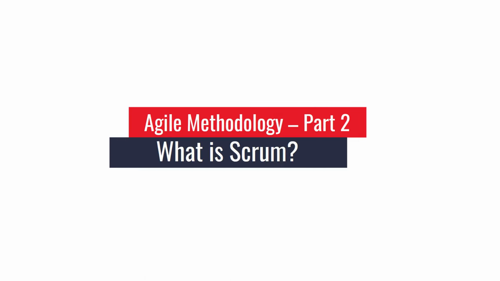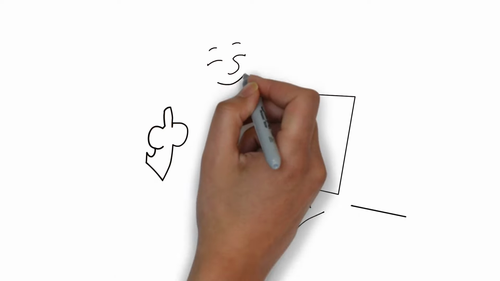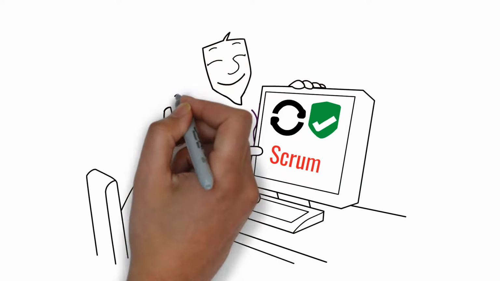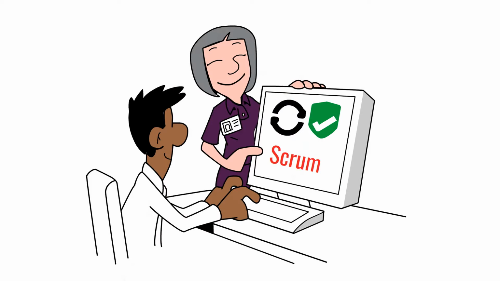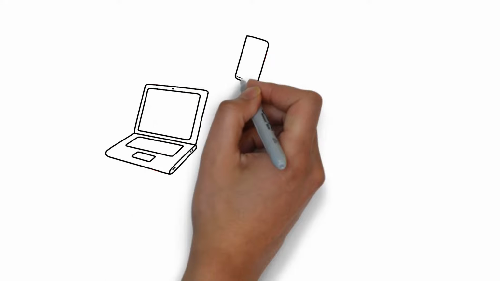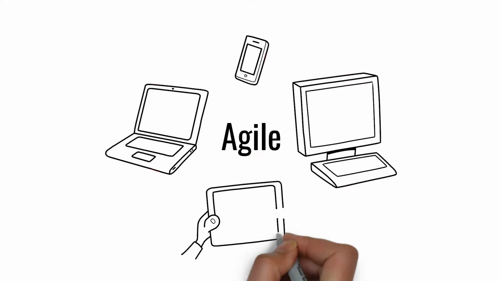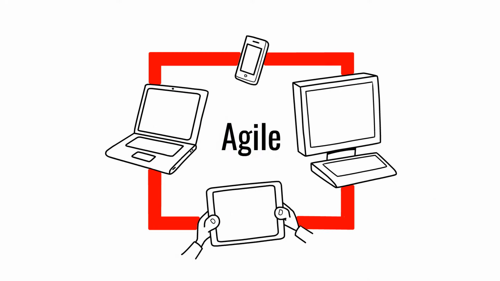Agile Methodology, Part 2. What is Scrum? Scrum is a framework within the Agile methodology that is mainly used in software development to manage complex projects. It's based on the principles of Agile, but it provides a more specific set of guidelines and practices for implementing Agile in a team environment.